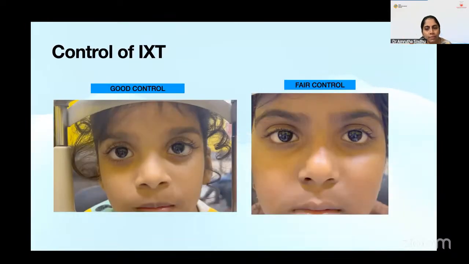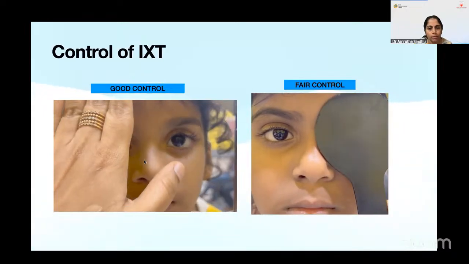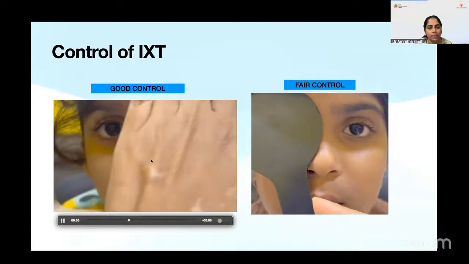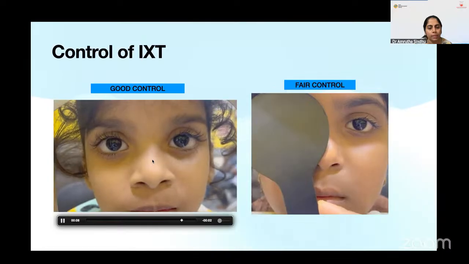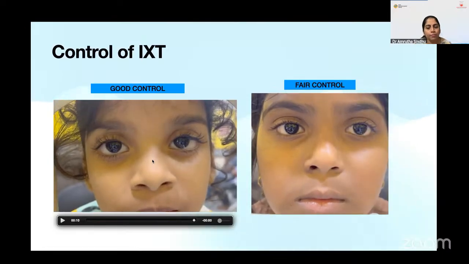So when you're assessing intermittent exotropia, we grade it into 3 types based on how well the fusion is controlled. See this first picture. On covering the eye, you can see a deviation happening. But the moment I remove the cover, the eye briskly comes back and becomes orthophoric. This is good control. The moment you cover the eye, it briskly takes fixation. That is called good control.